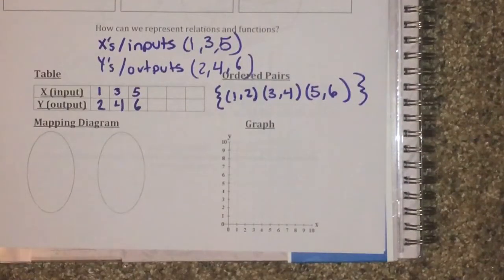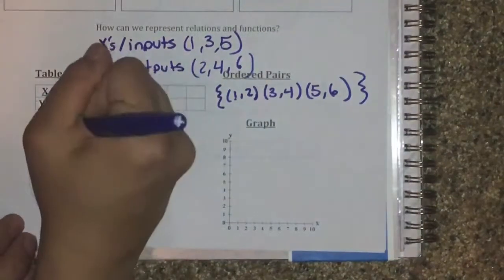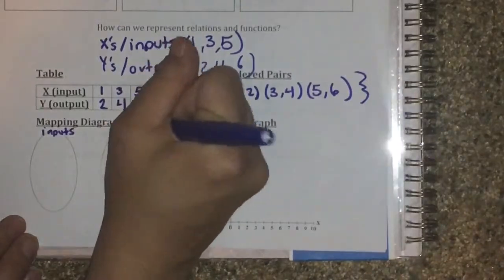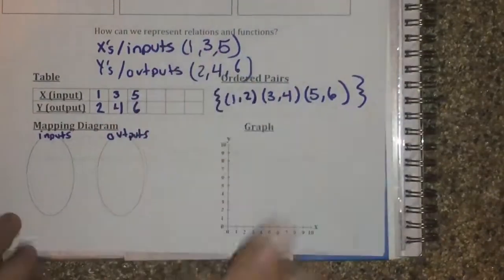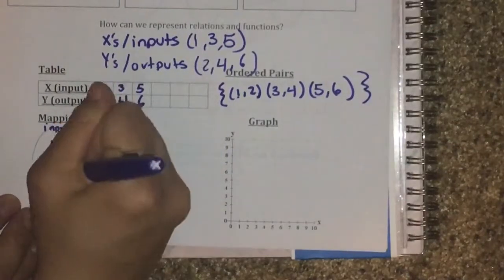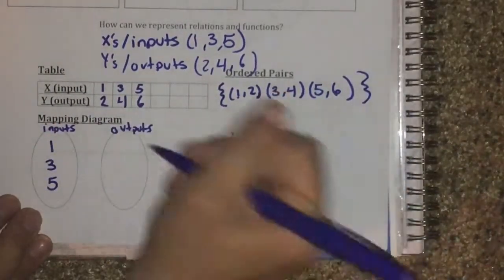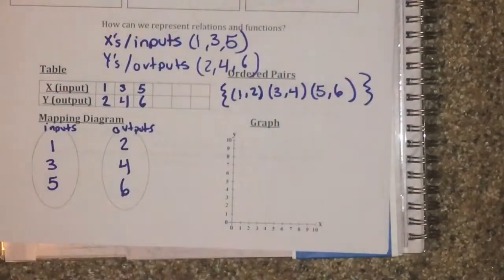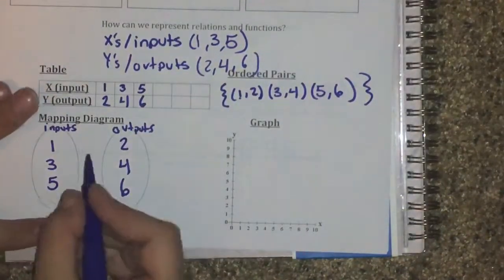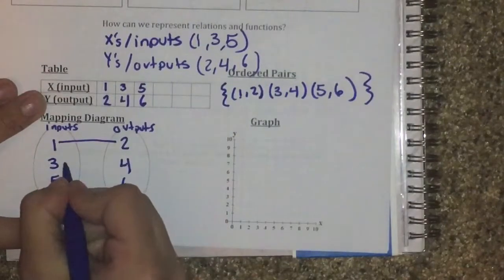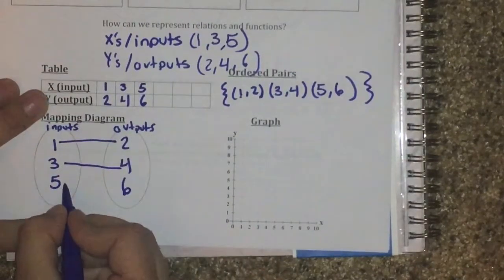We also can do them as mapping diagrams. So we can do our inputs on this side and our outputs on this side. Our inputs were 1, 3, and 5, and our outputs were 2, 4, and 6. We simply draw our lines. 1 goes to 2, 3 goes to 4, 5 goes to 6.